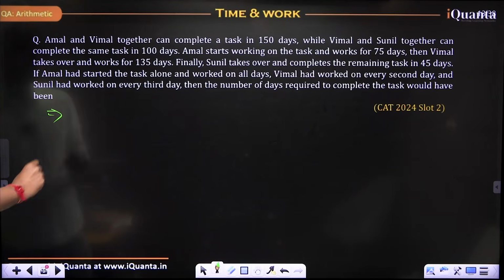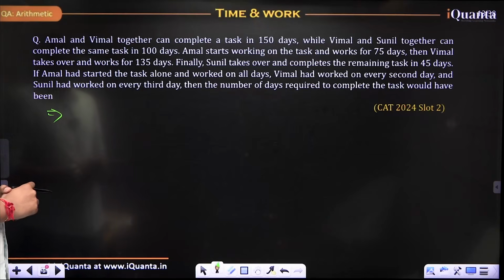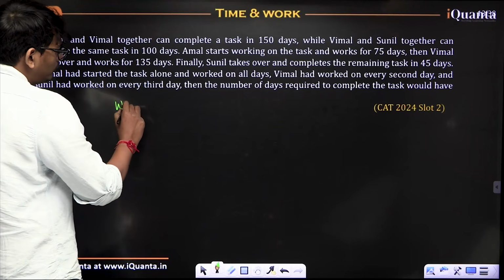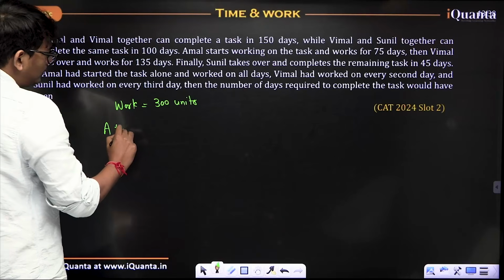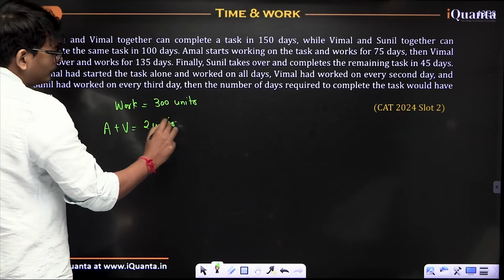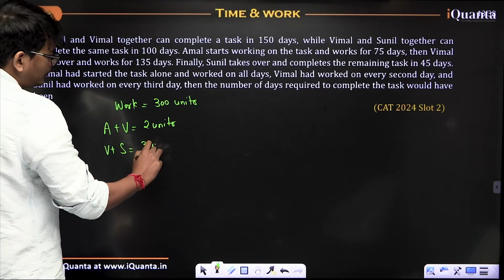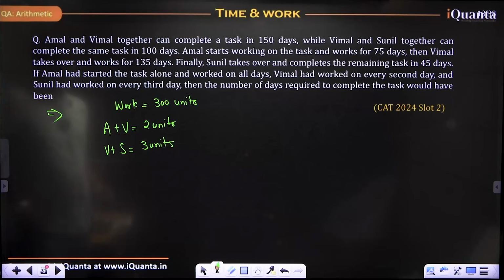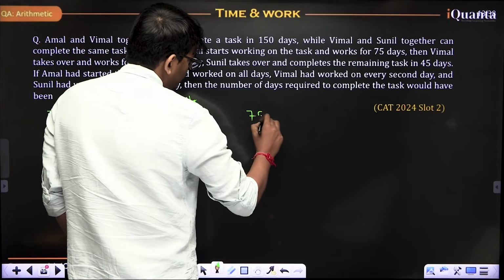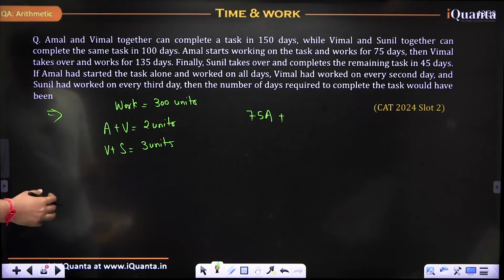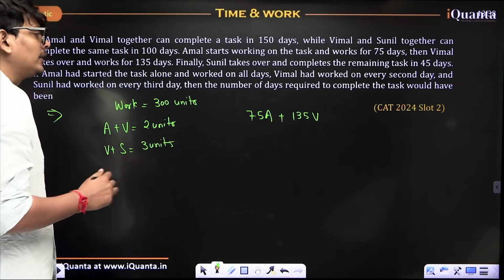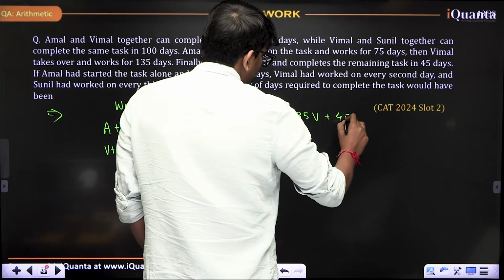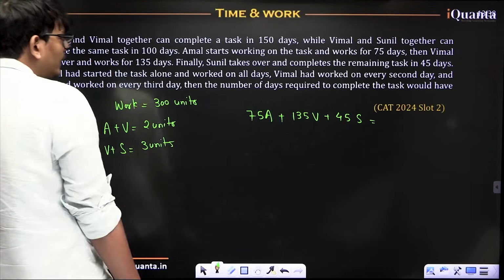Next, guys. Amal and Bimal together can complete a task in 150 days, Bimal and Sunil in 100 days. First step is again total work 300. Amal and Bimal 2 units per day. Bimal and Sunil 3 units per day. Amal starts working on the task and works for 75 days. So 75 days Amal has worked. Then Bimal takes over and works for 135 days. Finally, Sunil takes over and completes the remaining task in 45 days. And the total work done is 300 units.